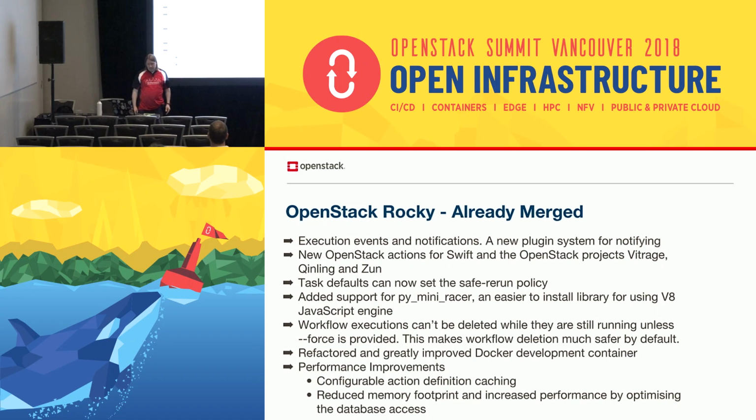Okay, so some things that are already merged in Rocky. Execution events and notifications. There's a new plugin, basically another server service that has a way for doing notifications. New OpenStack actions for Swift. I believe that was the Swift service implementation. And then for Vitrage, I'm not sure how to pronounce that. Chenling, thank you, and Zun, or I think it's Zun.